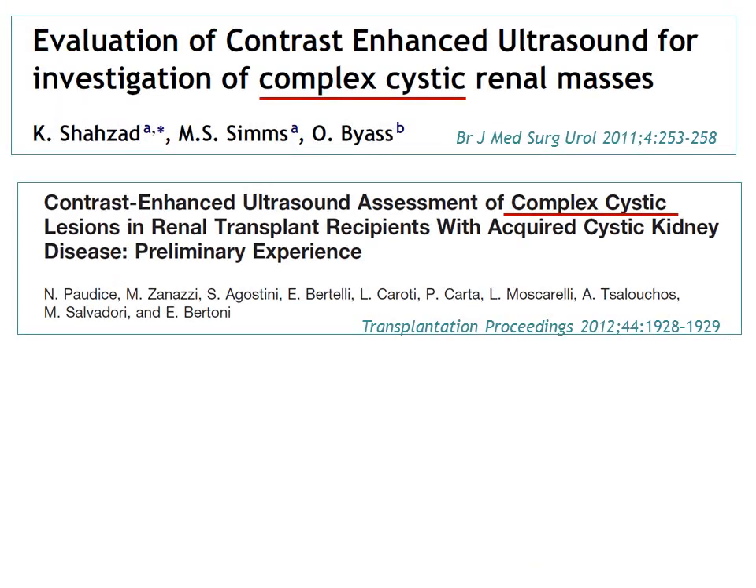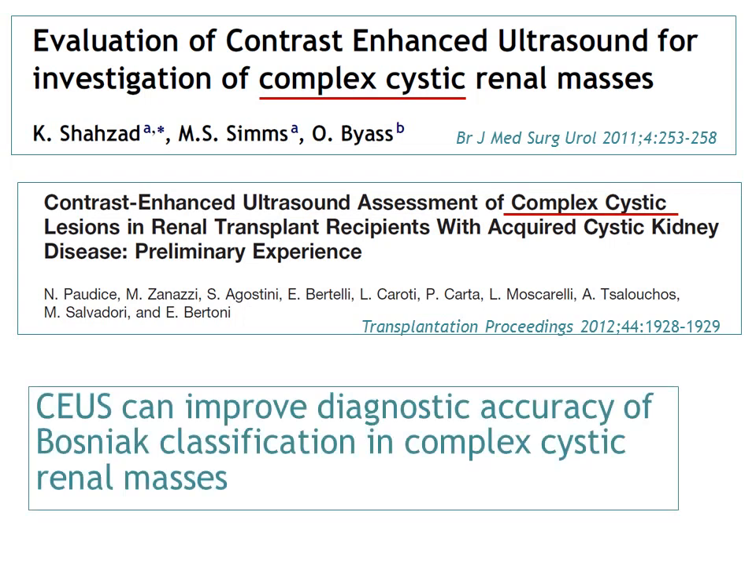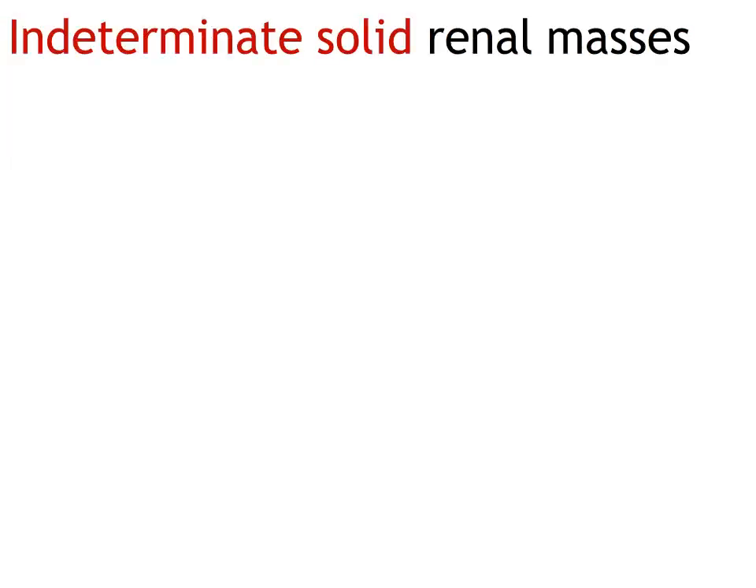Here are two more articles reporting that contrast-enhanced ultrasound can improve diagnostic accuracy of Bosniak classifications in complex cystic renal masses. Now following indeterminate cystic renal masses, let's move on to indeterminate solid renal masses. Here the most important issue is differentiation between angiomyolipoma and renal cell carcinoma.